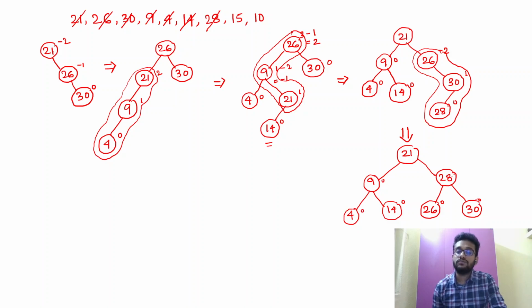1 minus 1 is 0, 1 minus 1 is 0, 2 minus 2 is 0. Very simple. Now try to insert the next value, the 15. Compare with 21, 15 goes left-hand side, compare with the 9, right-hand side, compare with the 14, right-hand side, so 15.